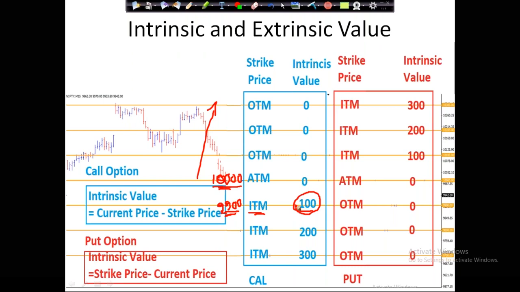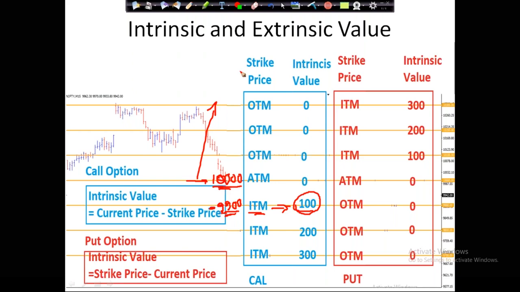This 100 is called the intrinsic value of this option. Is it clear? Very simple. We deduct the strike price we want to buy from the current price actually running right now. We want to buy the 9,900 strike price, which is in the money, and the result that comes is called intrinsic value. Remember, in a call buy, only in the money has intrinsic value.